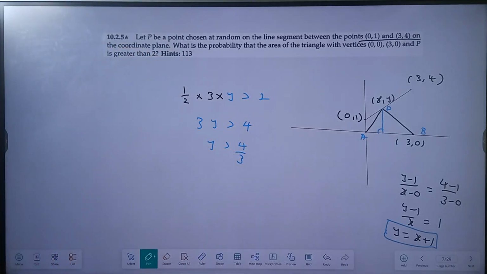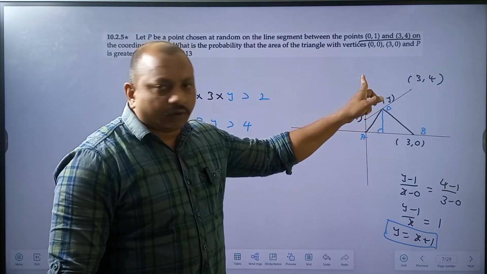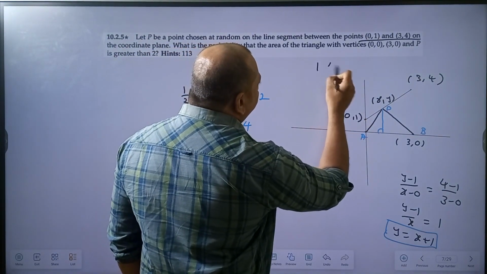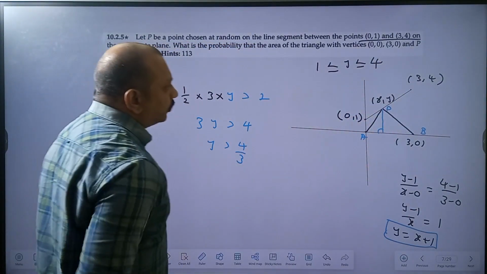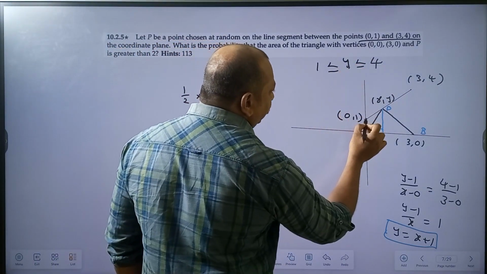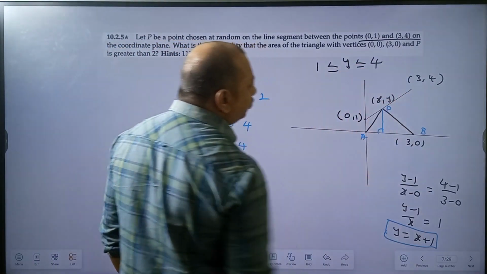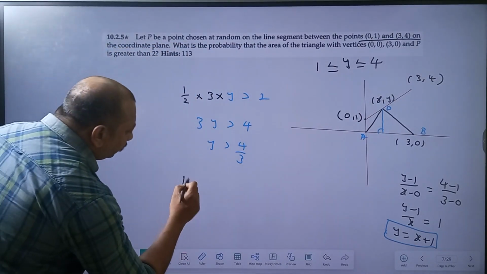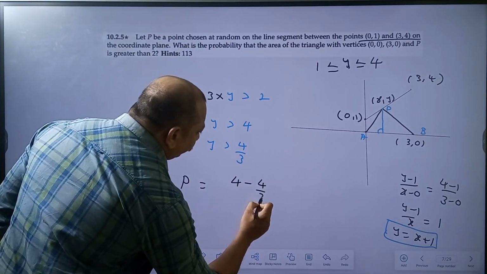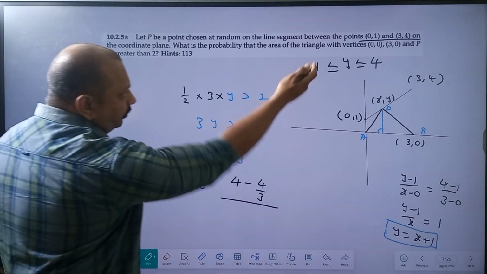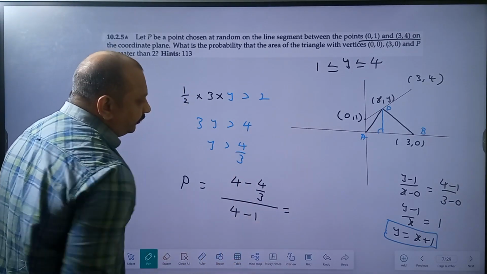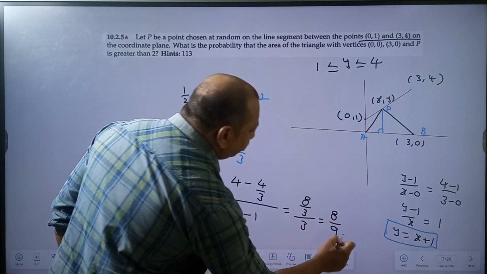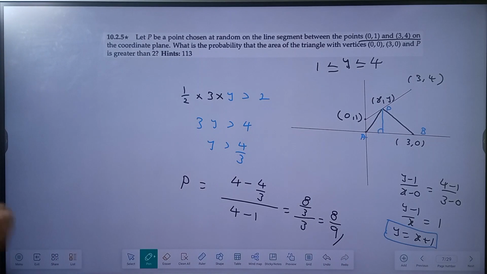Y actually ranges from where to where? Y is from 1 to 4. And y greater than 4 by 3 is the successful region. So the required probability is simply 4 minus 4 by 3, the successful region, divided by 4 minus 1, the total region. This value is equal to 8 by 3 whole over 3, which is 8 by 9. This is your required probability.